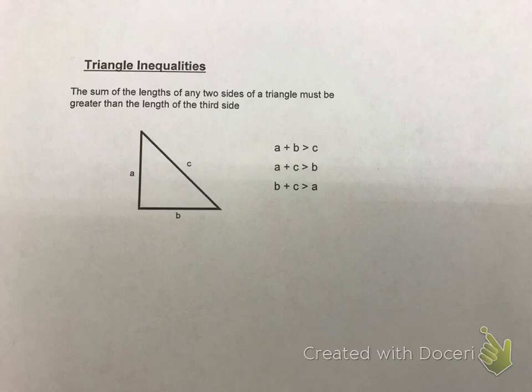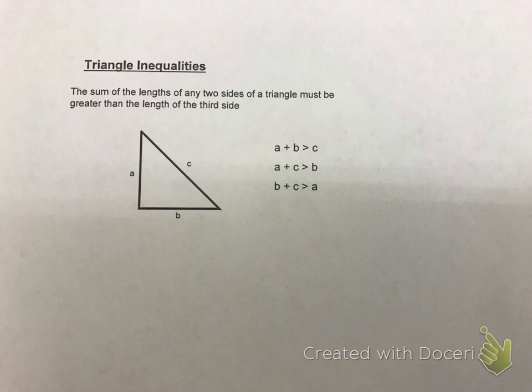So, first thing we need to know is that the sum of the lengths of any two sides of a triangle must be greater than the length of the third side. So, a triangle has three sides. We've labeled them A, B, and C.